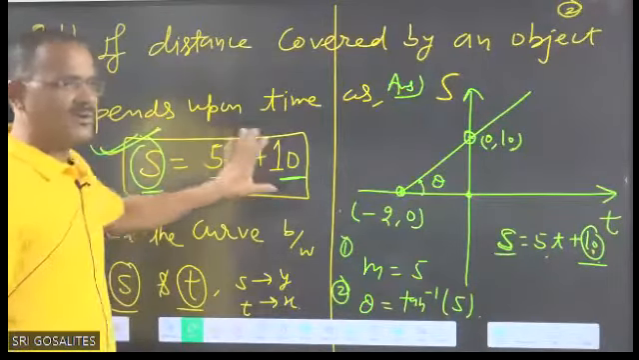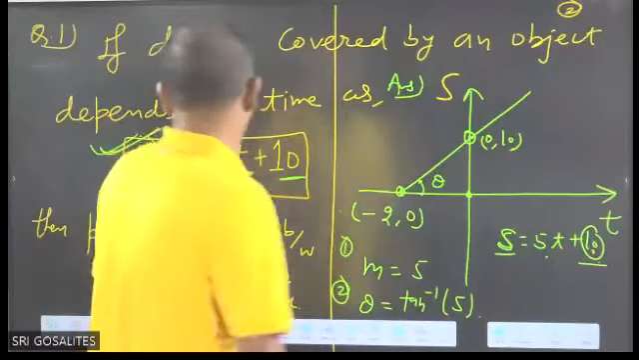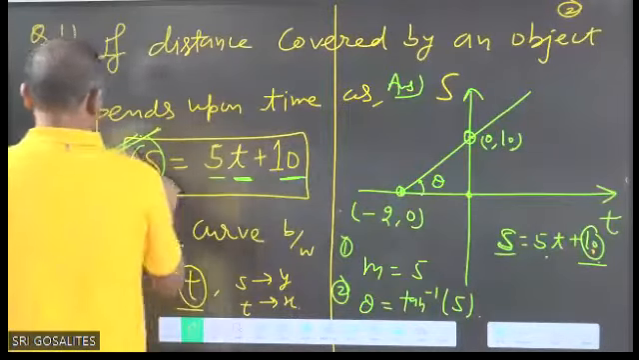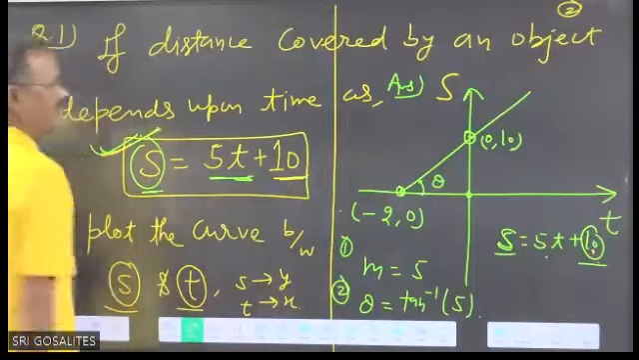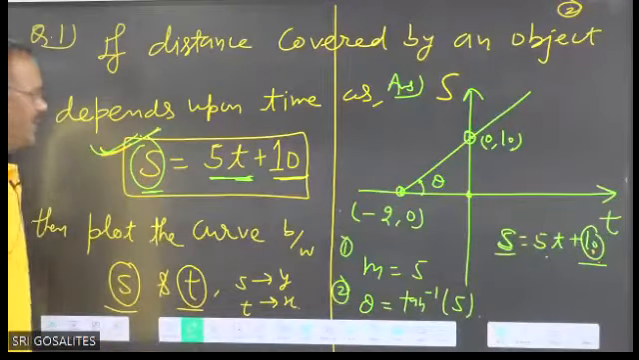First you copy this, all of you. So it is a line y equals mx plus c. So the graph will be like this.